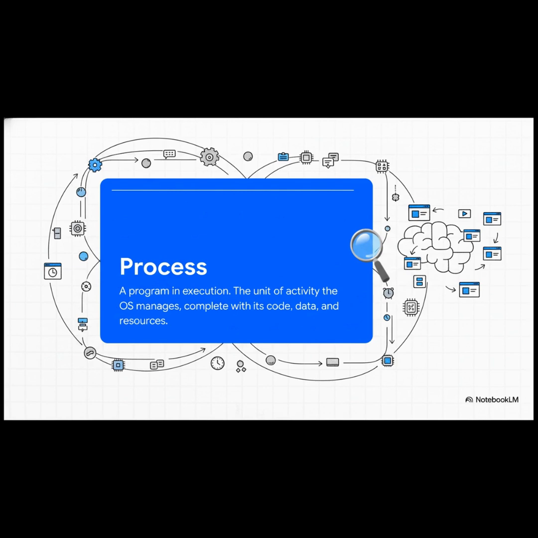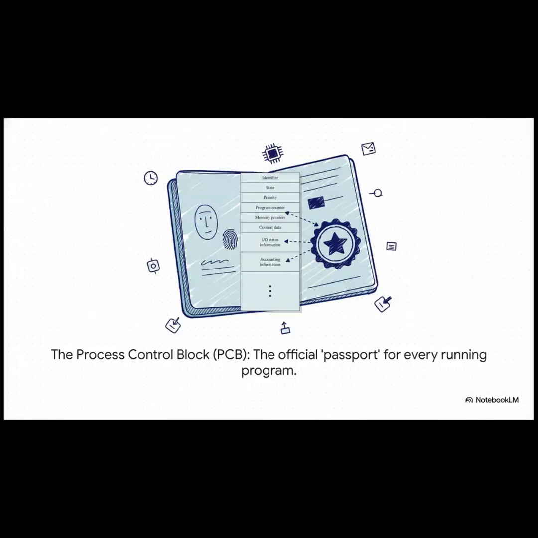So when we say multitasking, what's really happening is the OS is juggling dozens, sometimes hundreds, of these individual processes all at once. So how on earth does it keep track of all of them? Well, it gives every single process its own little passport. Seriously. The technical name is a process control block, or PCB, and just like a passport, it holds all the vital information about that specific program while it's running.